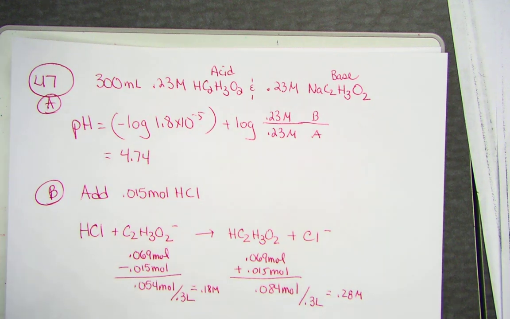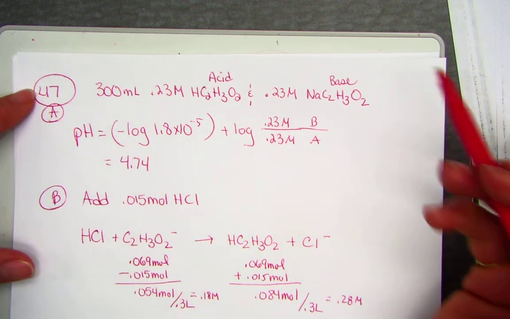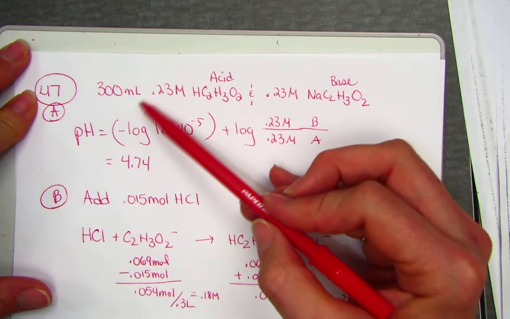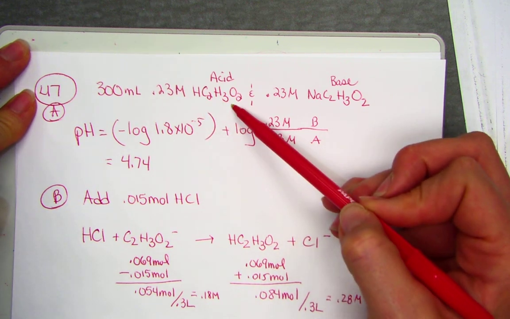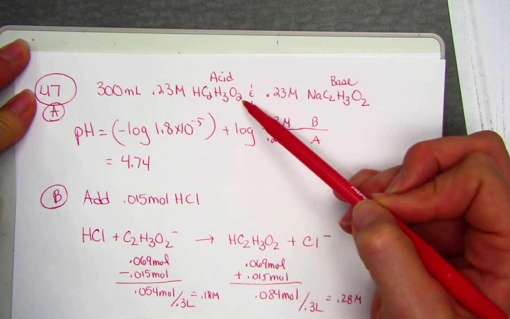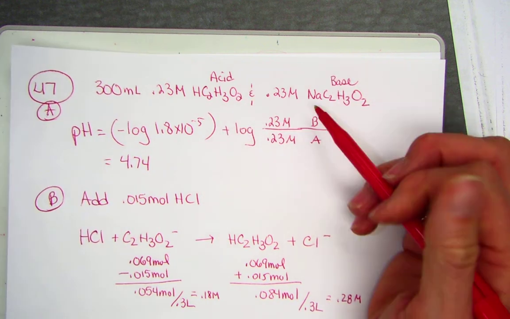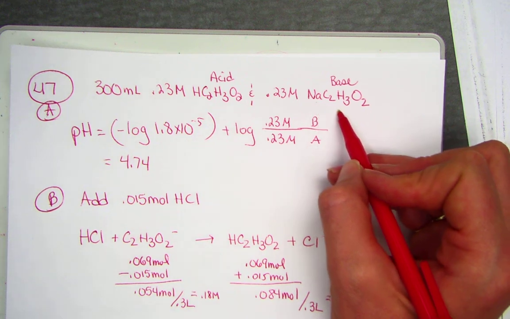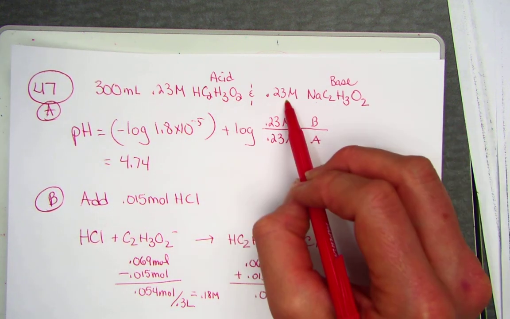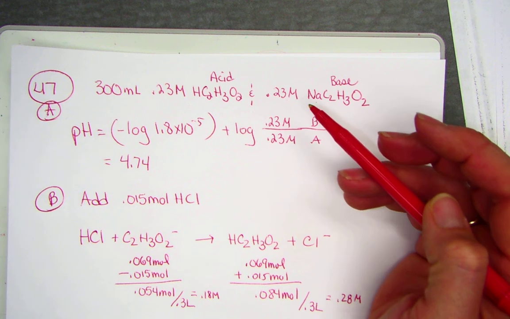One more problem I'll show on our blackboard here is number 47. It says we have 300 milliliters of a 0.23 molar acetic acid. HC2H3O2 is called acetic acid, and its conjugate base coming from the source of sodium acetate. They are of equal concentrations in a combined volume of 300 mL.